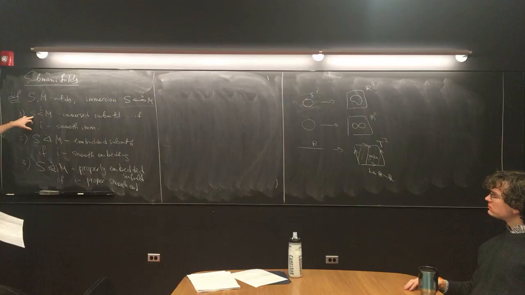And finally, if S is compact and embedded into M, then it's actually properly embedded, but that's just because any continuous map with a compact domain is proper for obvious reasons.